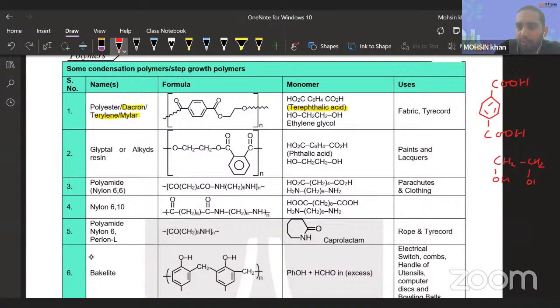One monomer consists of alcohol and the other monomer consists of carboxylic acid. So condensation of carboxylic acid and alcohol will occur, and we get condensation polymerization. The linkage here is ester, COO, so they are called polyesters. They are used in making fabric and tire cord.